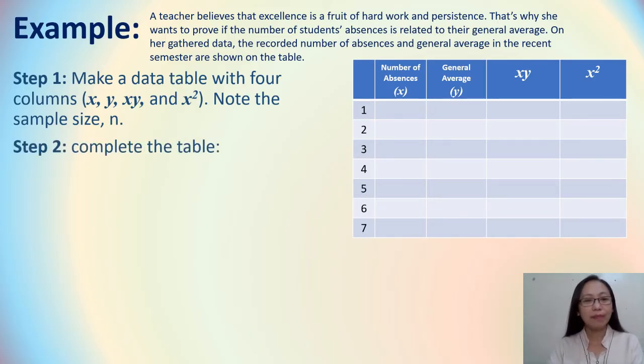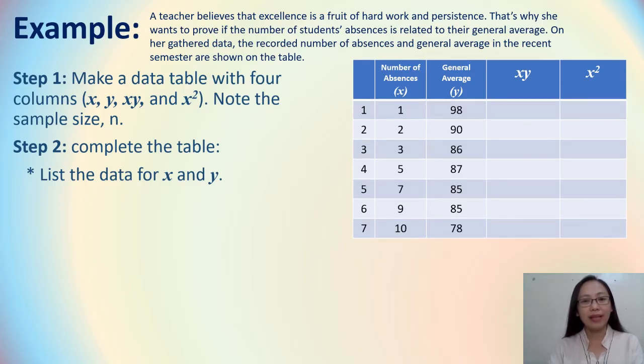And then we will complete the table. List the data for x and y. So we will copy this from the given example. We have to write this now in columns. So we have there the data taken from the example, written in columns for x and y. We have to take note that n is equal to 7 because we have 7 pairs of data. So we have the sample size n equals 7.